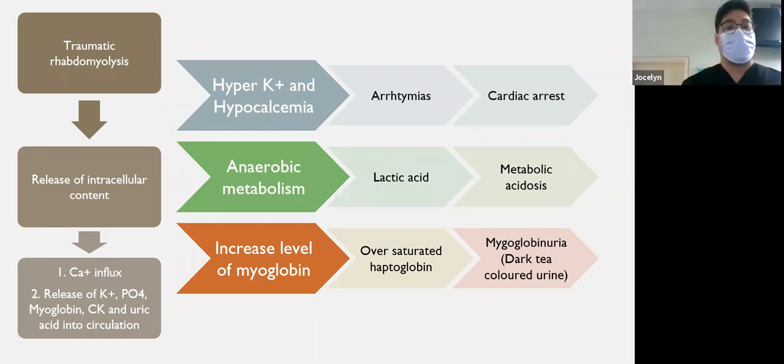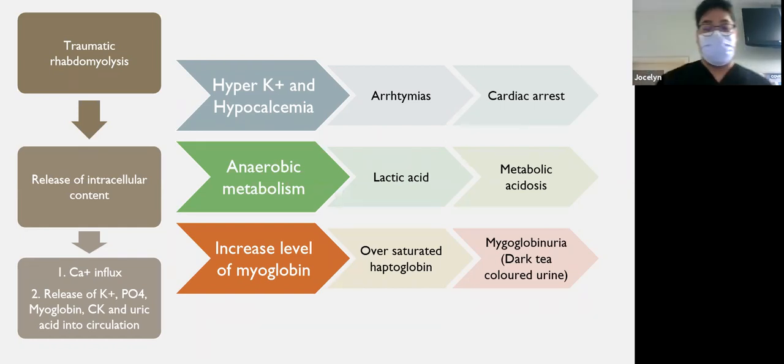Next is increased level of myoglobin. As you all know, injury to our skeletal muscle will release the myoglobin. With too much myoglobin, the body will try to excrete it, and to excrete, it goes through the kidney. In our kidney, we have haptoglobin, which will try to attach to the myoglobin. But too much myoglobin will cause myoglobinuria, which is when we see dark tea-colored urine.